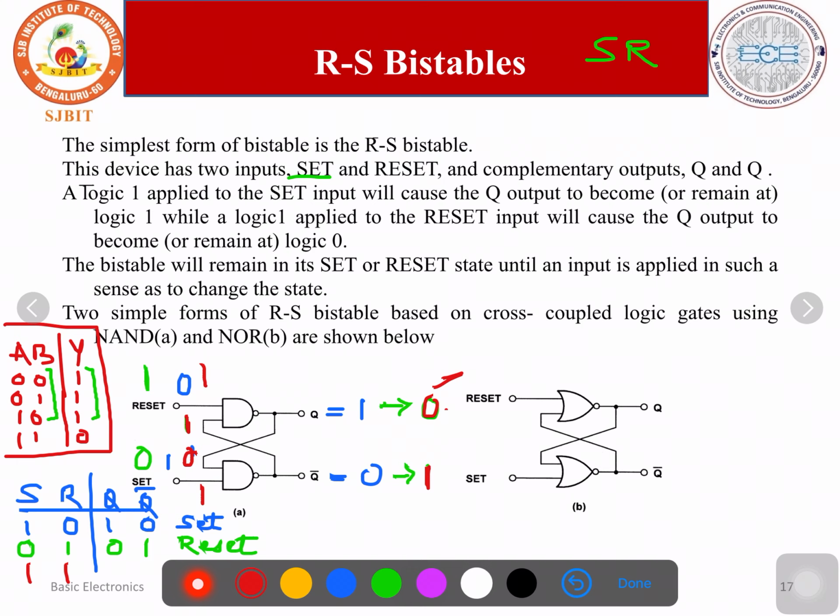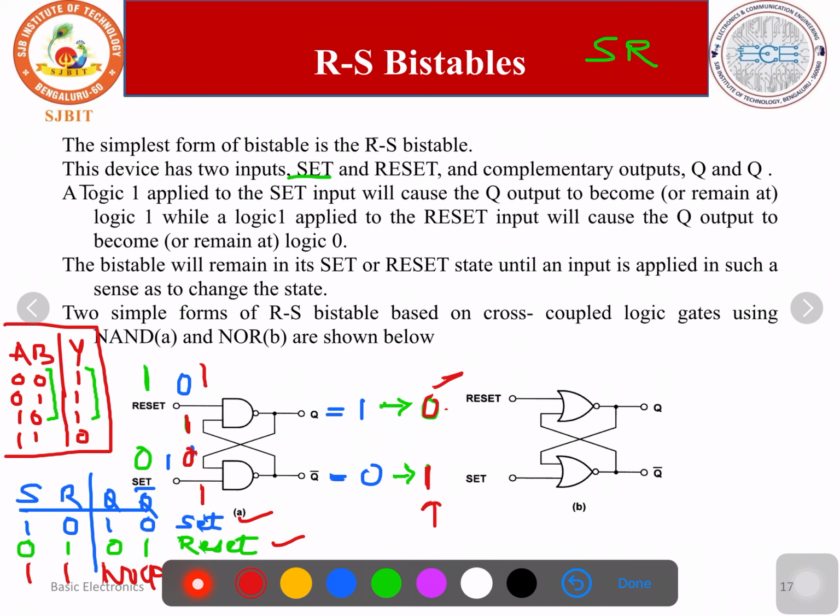So for 1, 1, we can write that it retains, or there is no change. Then, most critical, we have 4 combinations. I think you have understood. S is equal to 1, R is equal to 0, set. S is equal to 0, R is equal to 1, reset. If it is 1, 1, there will be no change. It will be in the previous state only.